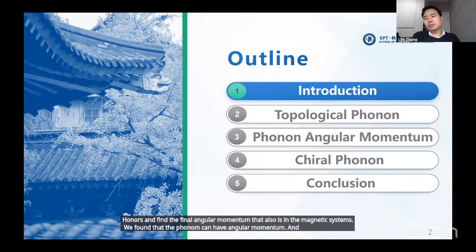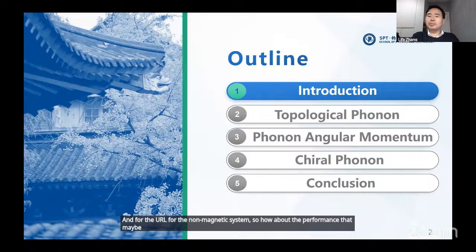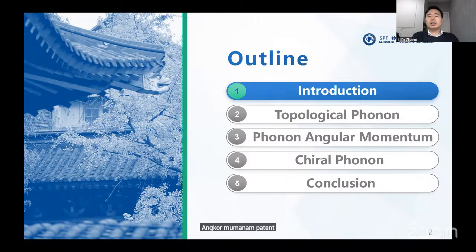And after that, for the usual non-magnetic system, how about the phonons? Maybe the total angular momentum will not be zero. So how about each mode? We found that each phonon mode can also have angular momentum, but the total angular momentum will be zero.